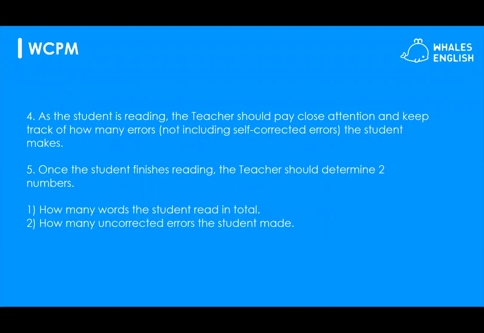Fourth, as the student is reading, the teacher should pay close attention and keep track of how many errors, not including self-corrected errors, the student makes. Fifth, once the student finishes reading, the teacher should determine 2 numbers. First, how many words the student read in total. Second, how many uncorrected errors the student made.